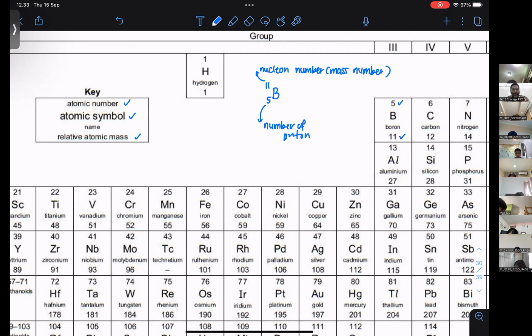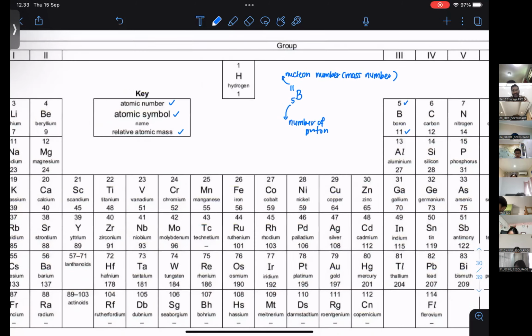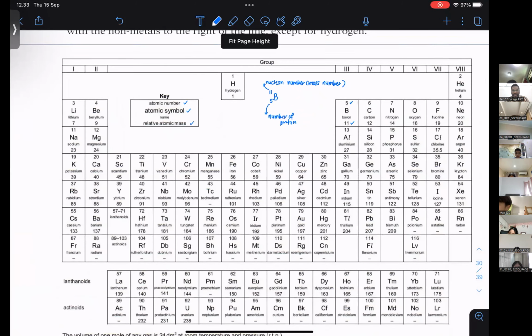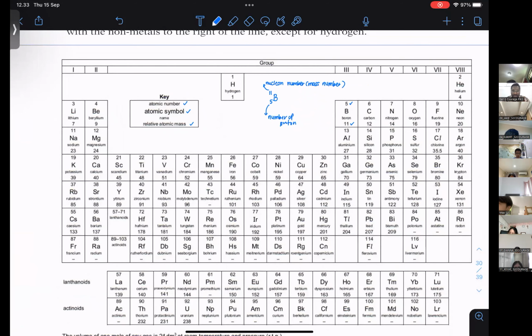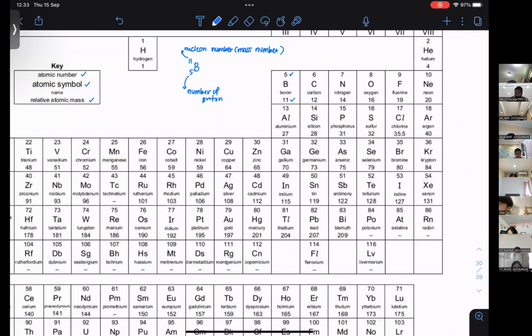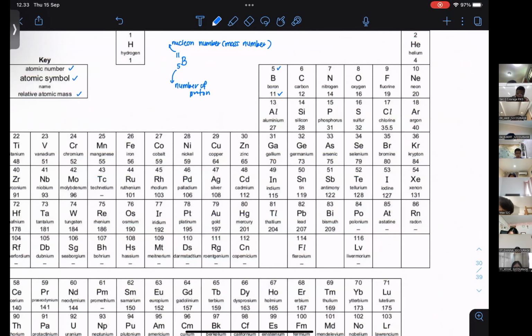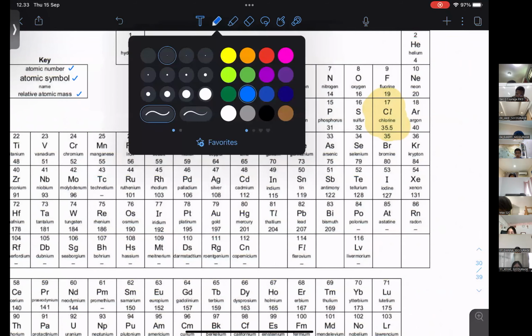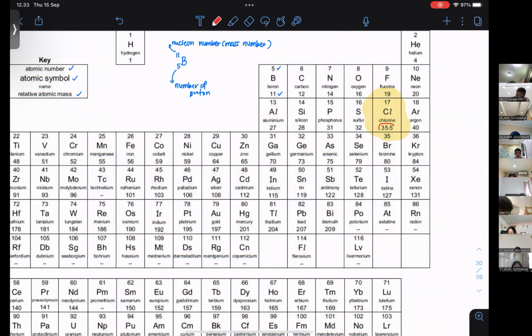But I just want to highlight, if you want to use the periodic table, please use this periodic table on top of your textbook. Don't use the textbook. Take note of this particular part over here, chlorine. This one is going to be given in your exam. 35.5 is going to be the mass of chlorine.